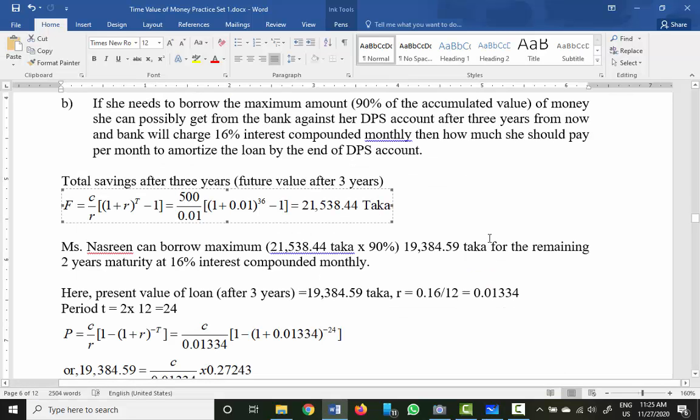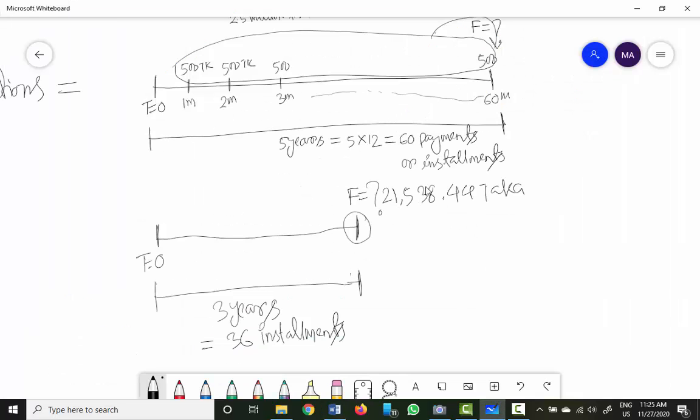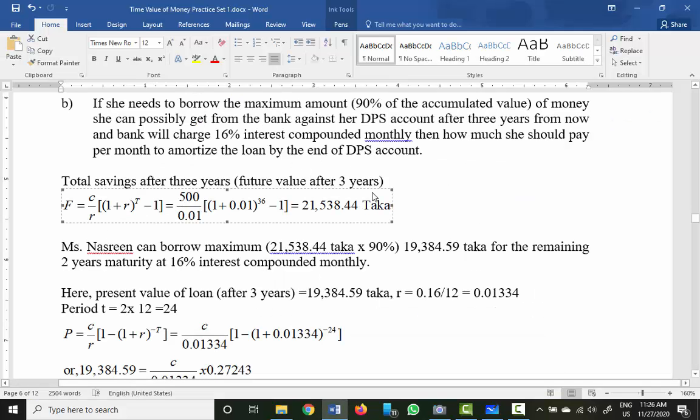Now, the bank said that Miss Nasreen can borrow maximum 90% of this amount, so maximum 90% of the accumulated amount within 3 years. So after 3 years, she wants to borrow some money against this accumulated amount, and the bank said they can give maximum 90% of the accumulated amount.